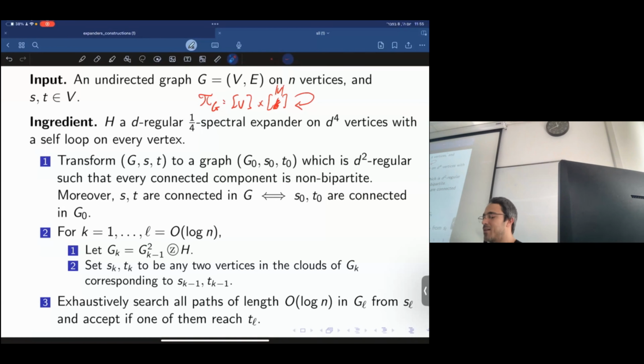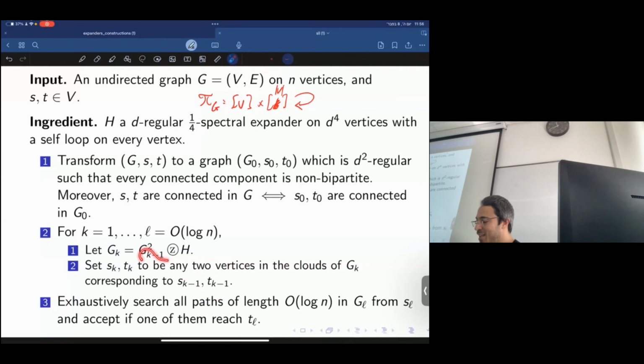We are going to define the graph G_K the way we defined it when you constructed expanders the first time: G_{K-1} squared, zigzag with H, no tensoring. We know that this will become a better expander because we proved that. And then we are going to define S_K and T_K to be any two vertices in the clouds of G_K corresponding to the vertices you started with.